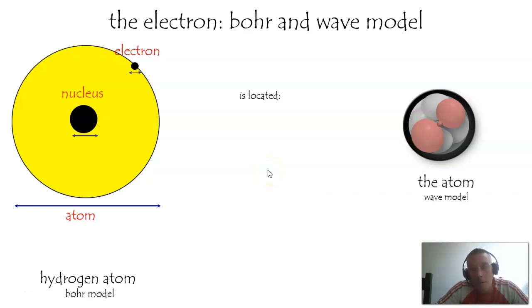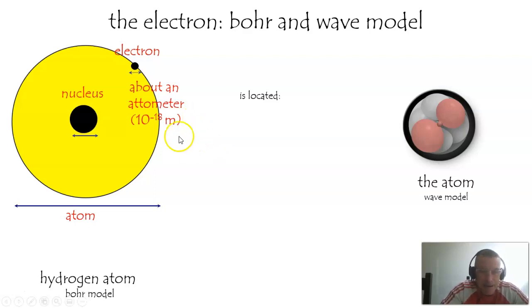Let's compare the Bohr and the wave model of the electron. Here is the Bohr model of the electron. We see that it exists in shells. It is very small, checking in at about 10 to the minus 18th meters. This is perhaps the size at which matter coalesces with energy. Too small to be a thing, if you will.